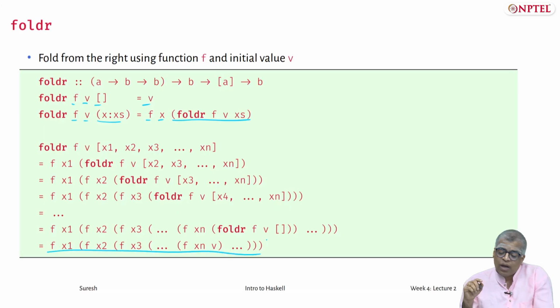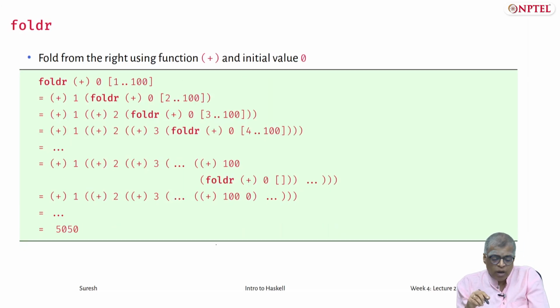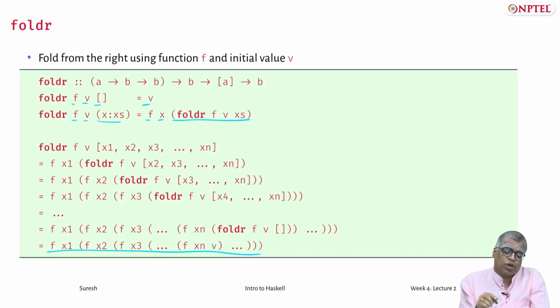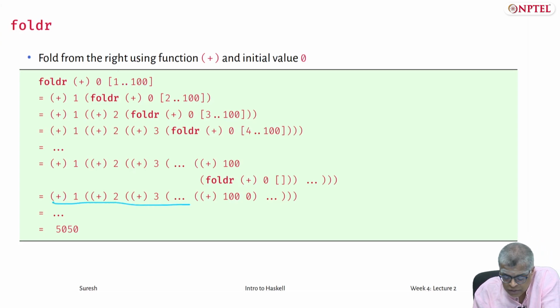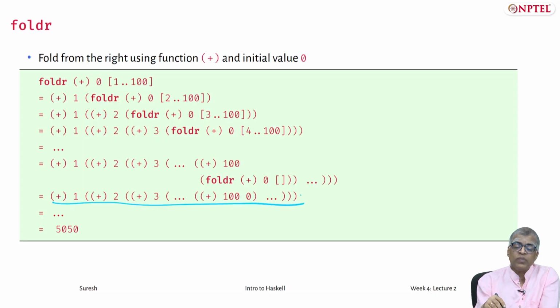The point is, Haskell will not simplify any of these expressions till it has come all the way down to this form. So for instance, suppose instead of f we used plus and instead of v we used 0, then foldr plus 0 of 1 dot dot 100 will expand all the way down to an expression like this, and then it will simplify starting from innermost. This is what Haskell will do.